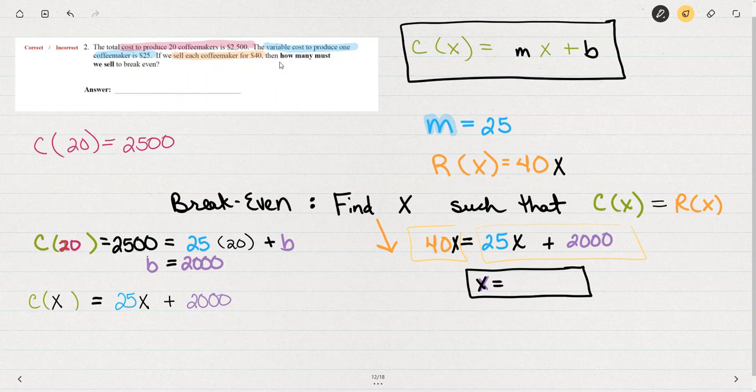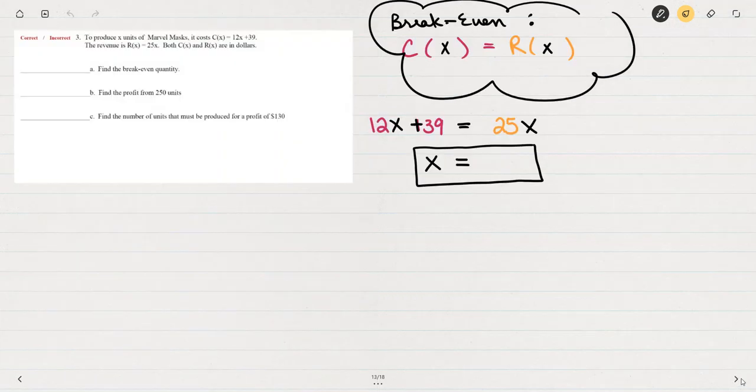When you read this question, how many must we sell? You can't sell a fraction of a coffee maker, right? Not legally anyhow. So if we don't get a whole number answer, and I'll tell you now that you shouldn't get a whole number answer, you'll have to round up. So make sure that you round up for this one once you get your fraction answer for x. The number of coffee makers we'll need to make, produce, and then sell will round up.